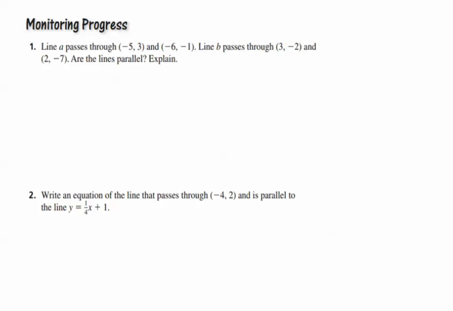Well, we know that lines will be parallel when their slopes are the same. So, we'll look at the two lines. Line A has a slope m is equal to y2. So let's label our points here. I'll use two different colors. x1, y1, x2, y2. So we have negative 1 minus 3 over negative 6 minus negative 5. And that comes out to be negative 4 in the numerator.